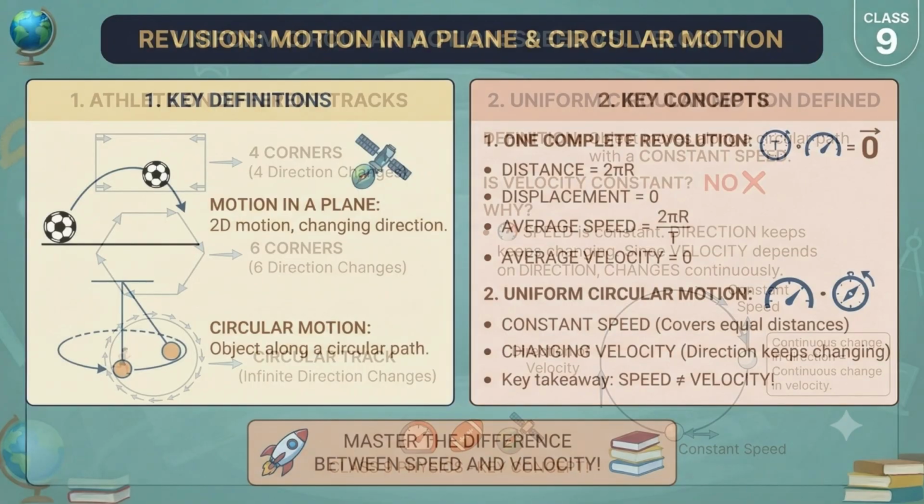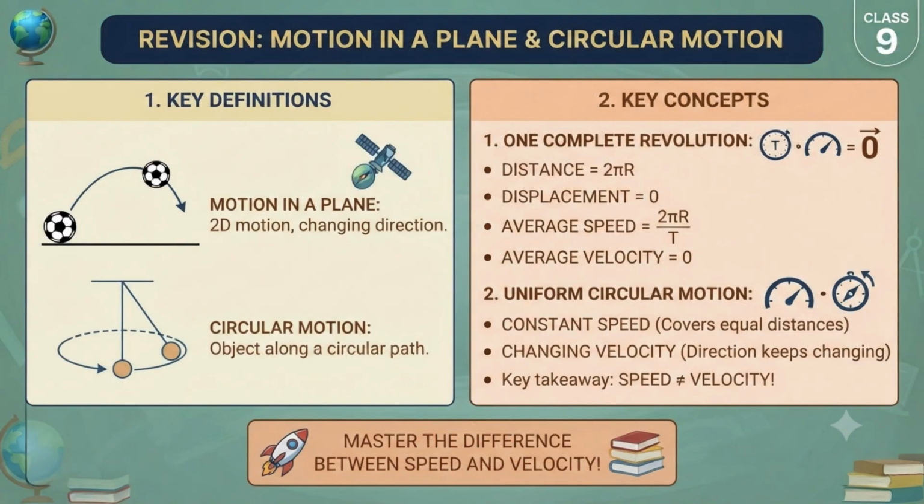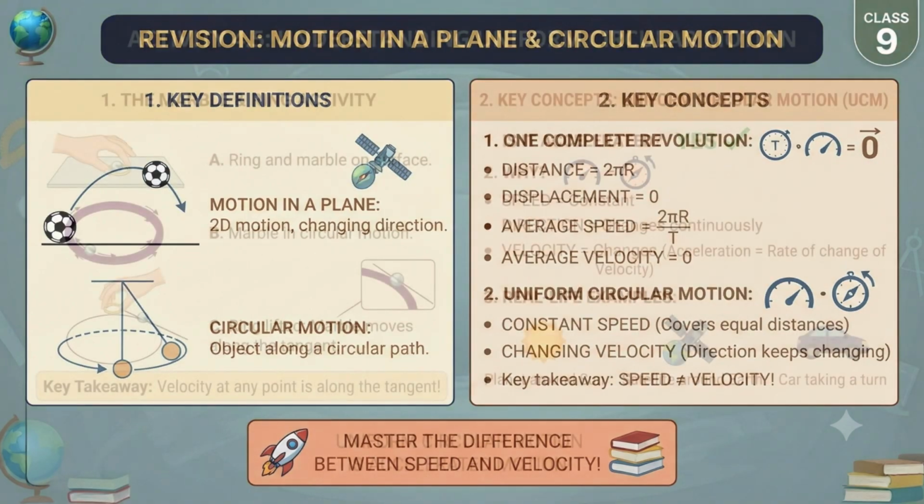So let's quickly revise. Motion in a plane is motion in 2 dimensions. Circular motion is the motion of an object along a circular path. In one complete revolution, distance traveled is equal to 2 pi r, displacement is 0, average speed is equal to 2 pi r divided by t, and average velocity is 0. Finally, in uniform circular motion, the speed remains constant, but the velocity changes continuously because the direction of motion keeps changing. This is one of the most important concepts of the chapter, so make sure you understand the difference between speed and velocity before moving ahead.